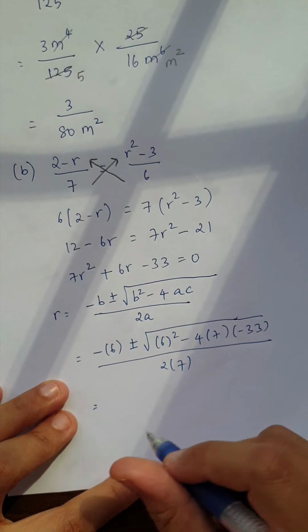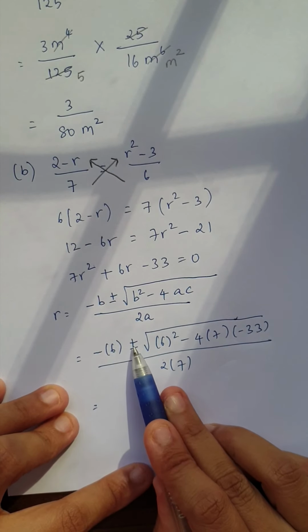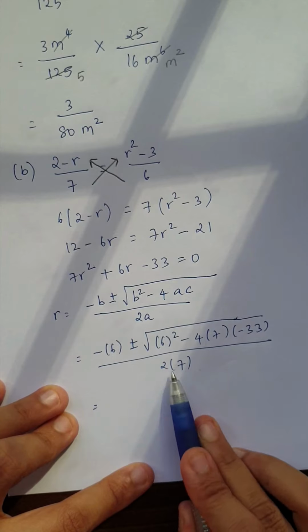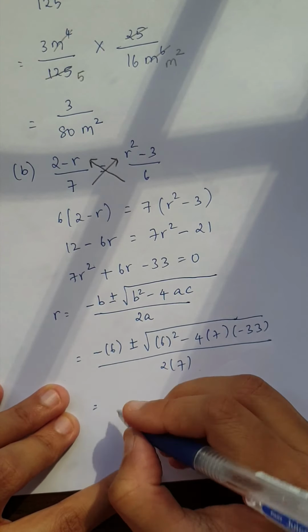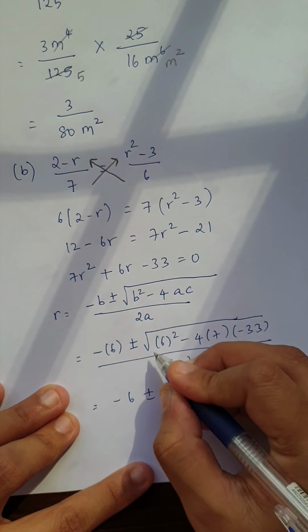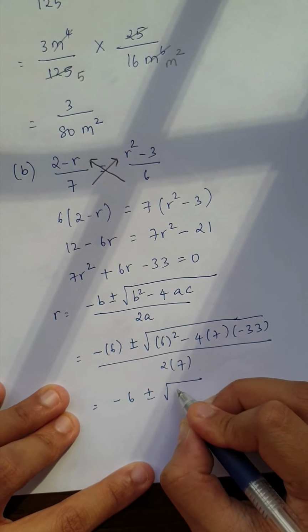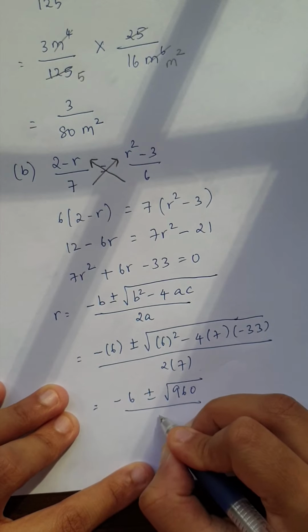Okay, so you can simplify this. One root will be this negative 6 plus square root of this over 14. Another one will be negative 6 minus. So it's a plus or a minus. Okay, so negative 6 plus minus this entire thing, when I key into the calculator, I get square root of 960 over 14, right?